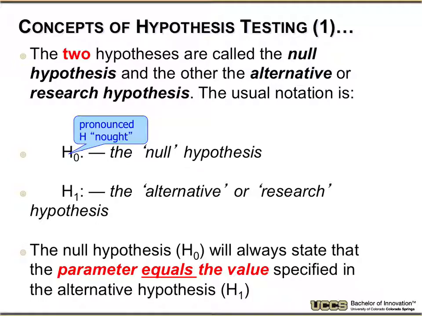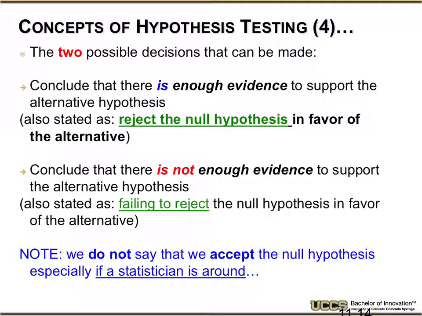What did I write here? This makes no sense to me. "The null hypothesis will always state that the parameter equals the value specified in the alternative hypothesis." Yeah, but that's not what I wrote on the slide, so ignore this. The alternative hypothesis is a relationship between two things. I don't know what I was thinking. Please ignore that statement. So the base null hypothesis will always be that two things are equal, and then we'll reject that. Okay? Work our way through that.